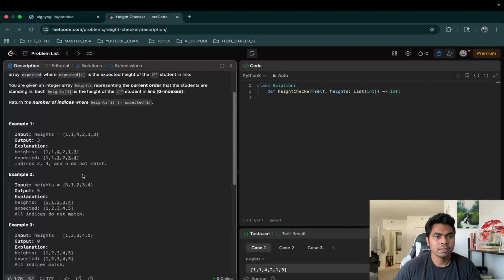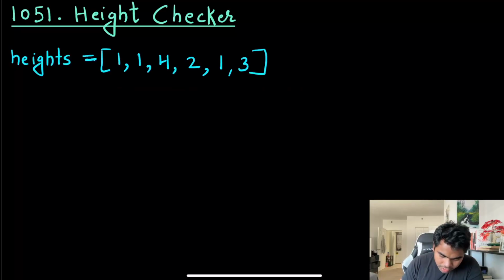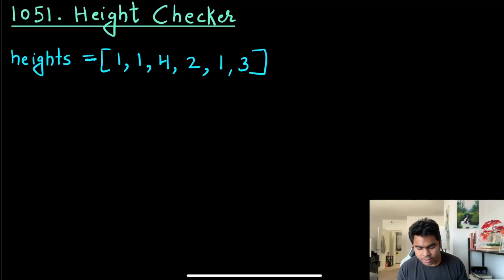So here let's see what we need to do. I'm taking the first example here. This is the current order of the height of the students. Now we need to return what are the values that do not match with the expected height array. Well, do we have the expected array? No. But we can create it. How can you create it? There are two ways of creating it.